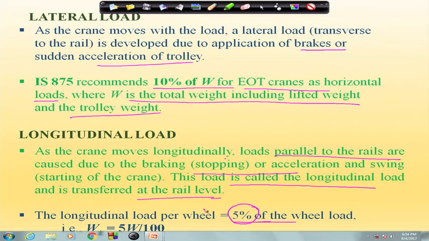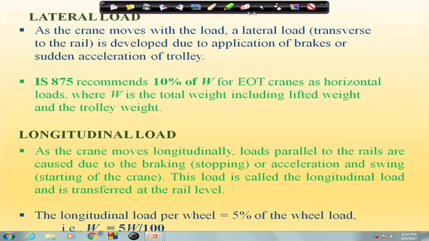So, this is how one can calculate the magnitude of the lateral load and longitudinal load, and that can be calculated if we know the wheel load and the lifted load and the other self weight, etc. So, on the basis of that we can find out the lateral load and longitudinal load, and then again we can find out the impact load, right.